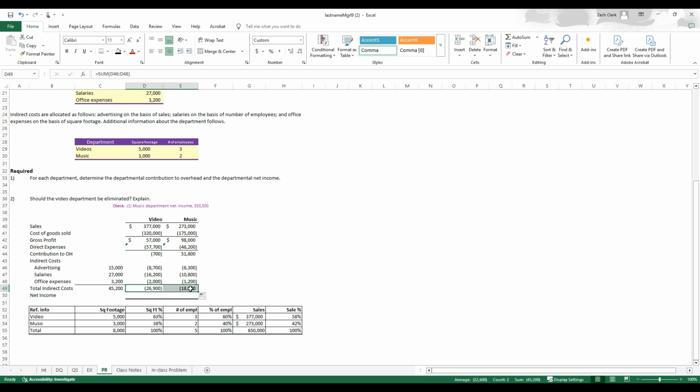Yeah, we want that to be a sum there. So we already know that video is losing money before we even consider the indirect costs. So this is not going to look great. That's the whole thing about contribution to overhead being zero or negative. Even in this instance, it's just going to drive it into the ground even further when we allocate the indirect costs to the video department, essentially.